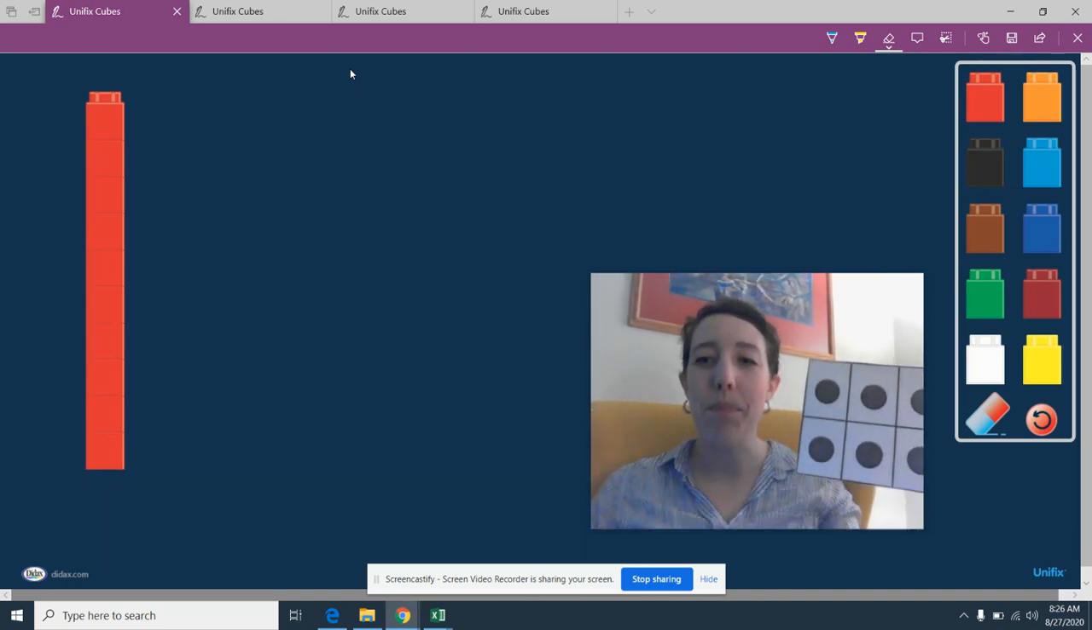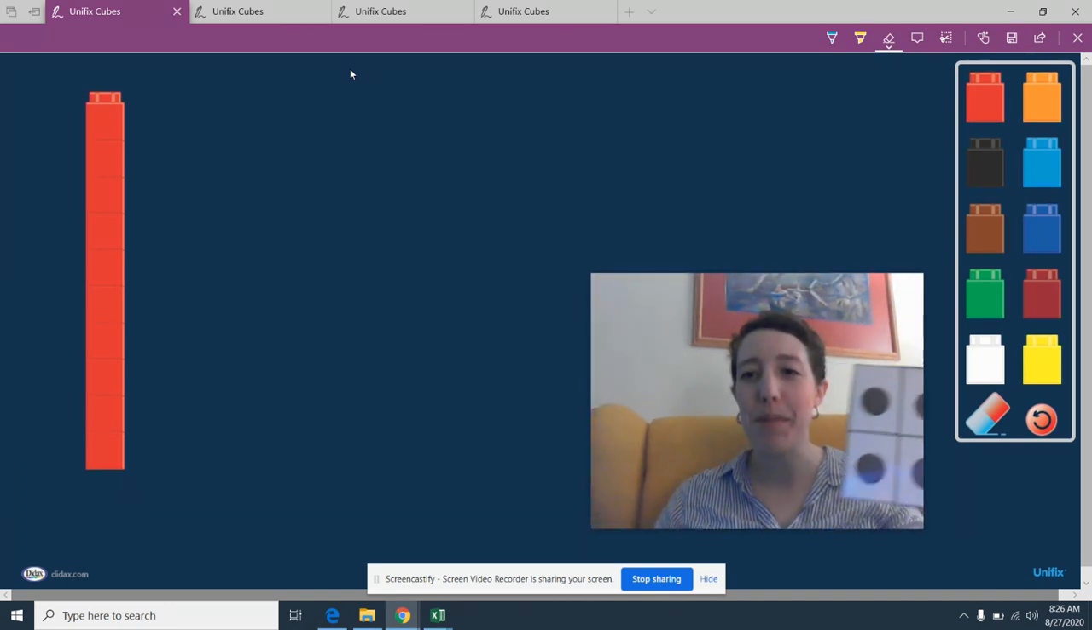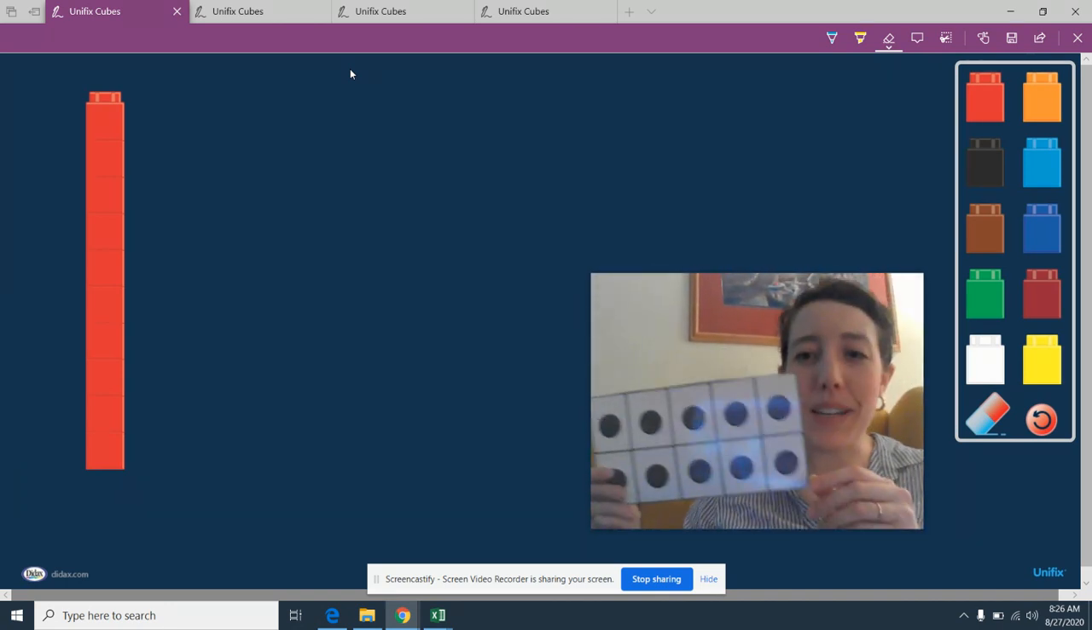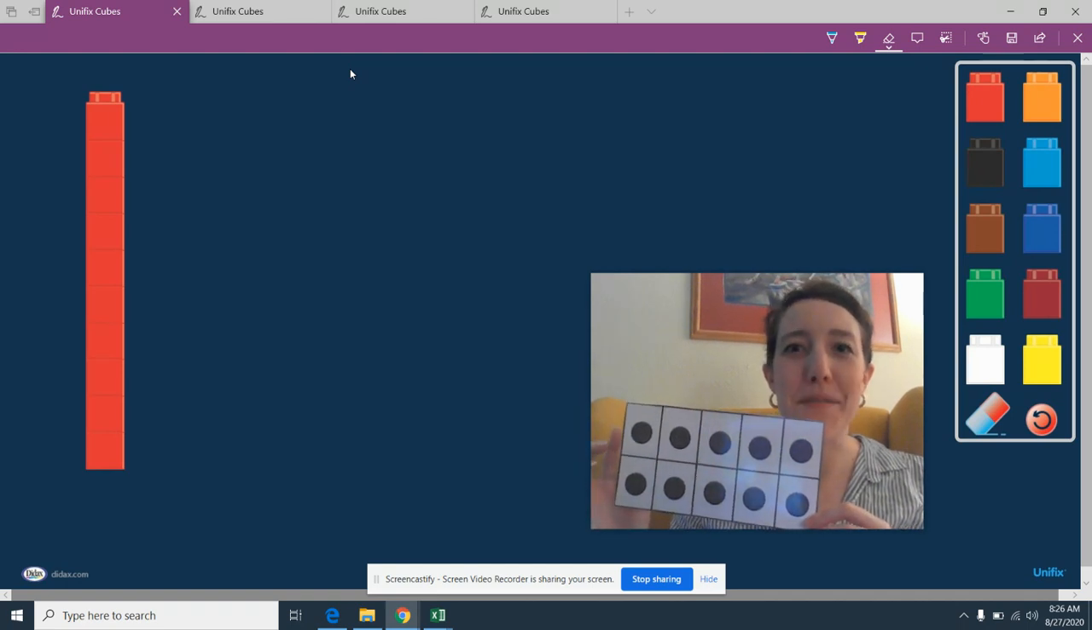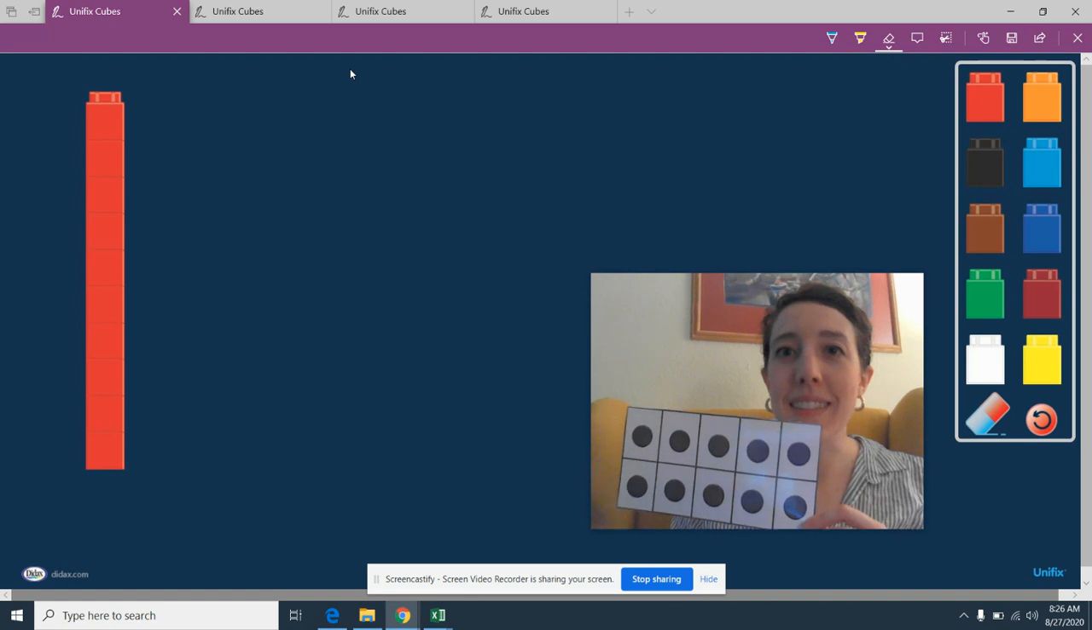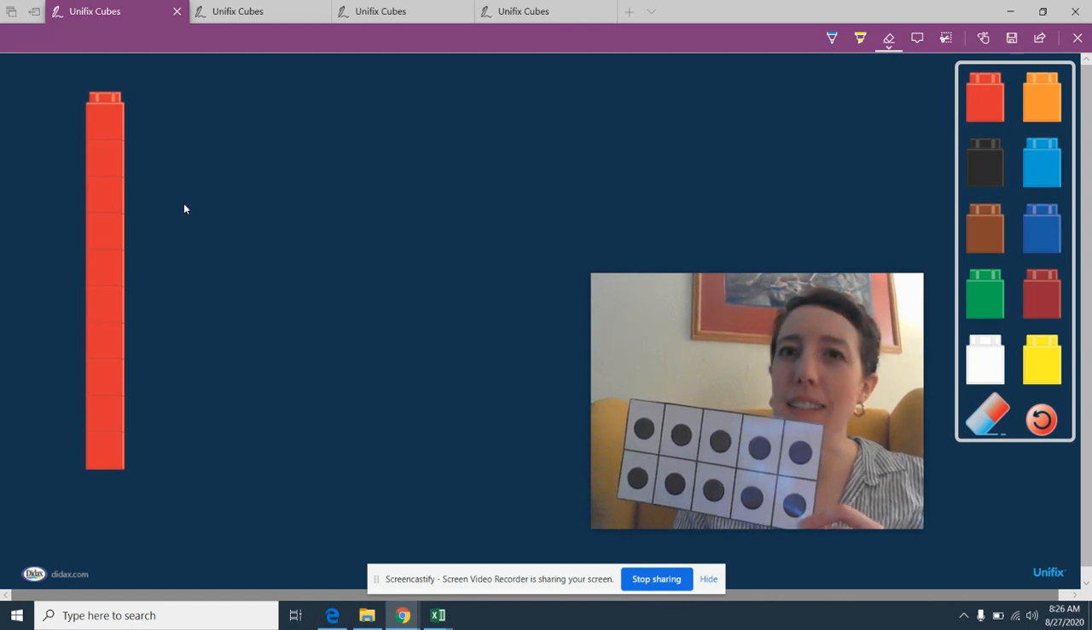So listen, what we've been doing, one second, I'm going to move my computer so that we can see this. We've been working on these base 10 frames, just like this. And right here I have 10 dots. And over here, I also have 10 dots. So I want you to think, even though these both have 10 dots, how are they different in the way that they're represented? How are they different?